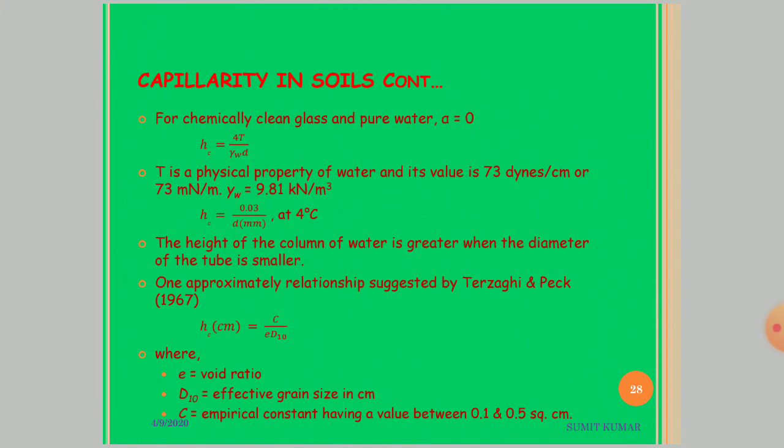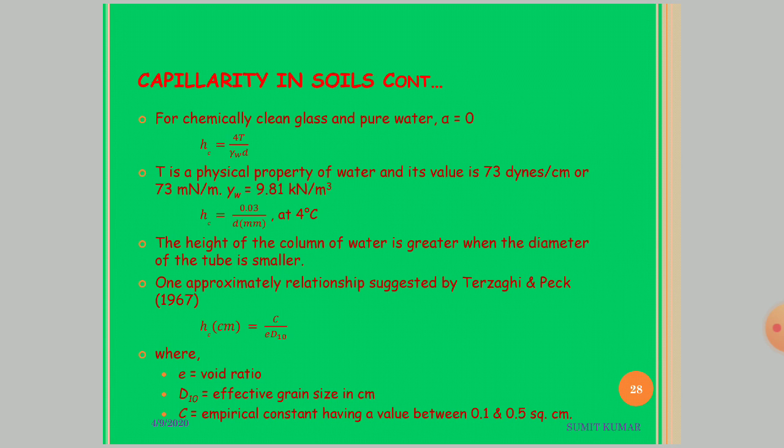For chemically clean glass and pure water, alpha is equal to 0. Then capillary rise hc becomes 4T by gamma w into d. After putting in the values of surface tension T and unit weight of water, we get hc is equal to 0.03 divided by d. From this equation, it can be seen that the column of water is greater when the diameter of the tube is smaller.